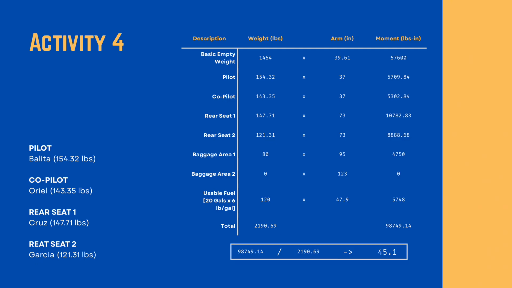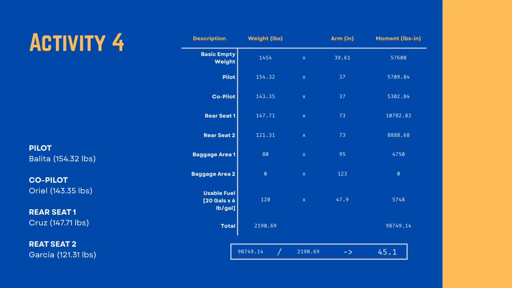The baggage area is 80, baggage area 2 is 0, and of course the usable fuel is 120. We got 120 by multiplying 20 by 6. To get our moment, we just multiplied our weight by our arm. Once we get our moments, we add all of our moments and all of our weights. Then we divide the total moment by the total weight of the aircraft.